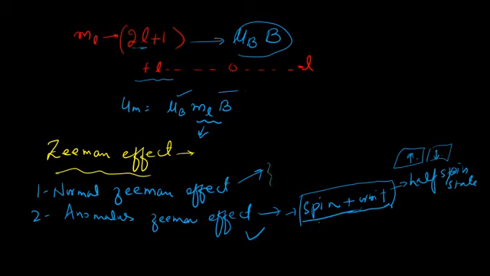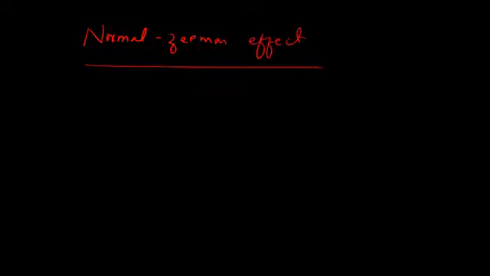As we know, not all types of splitting are possible. So first we will consider the normal Zeeman effect. For the normal Zeeman effect, as I have already told you, not all splittings are possible, as there is a selection rule. The selection rule tells us which of the transitions are possible and which ones are forbidden.